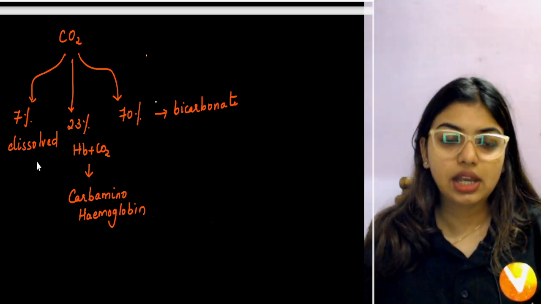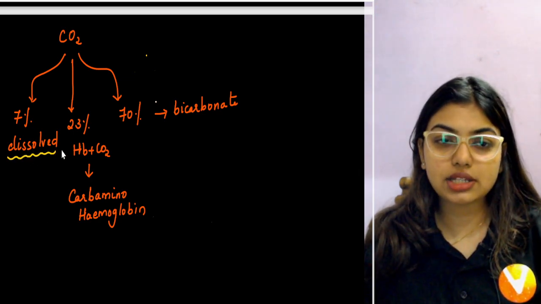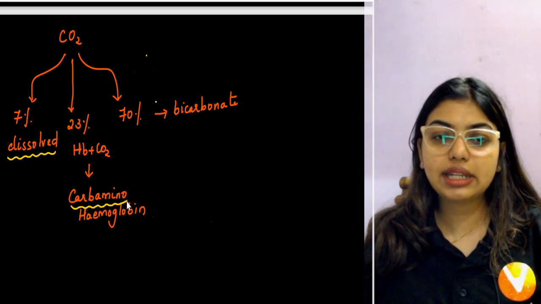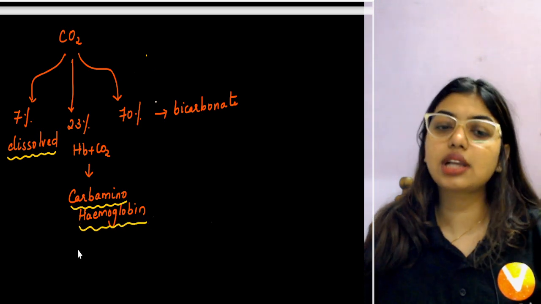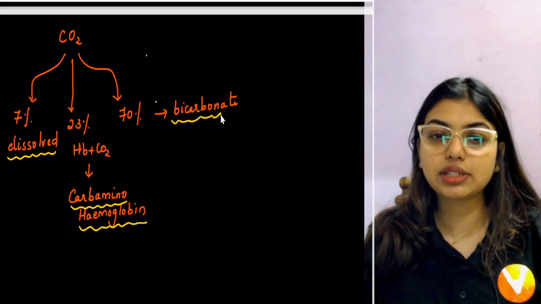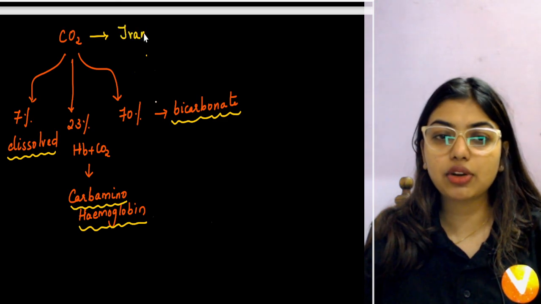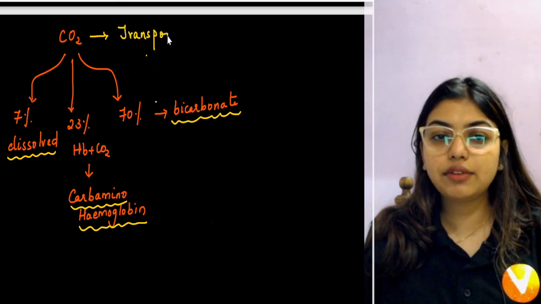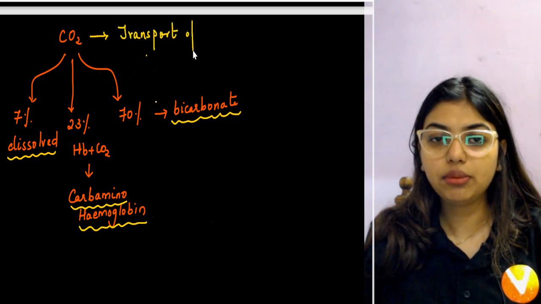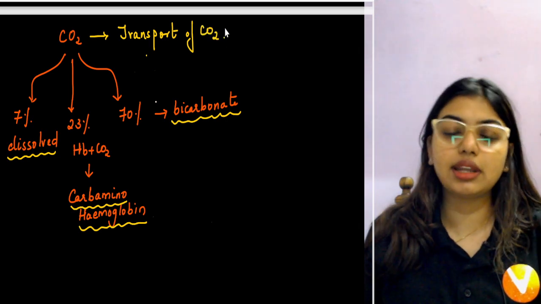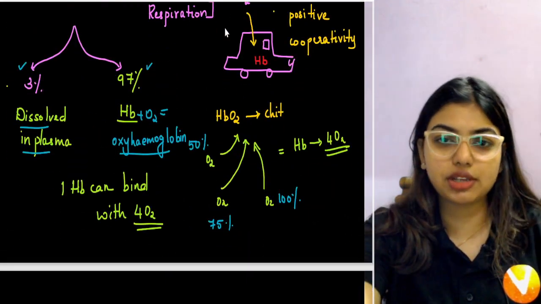So 7% is gone as dissolved, students. The rest, 23% exactly, will be gone as carbaminohemoglobin and 70% as bicarbonate. So this is how your transport of carbon dioxide happens. And we'll be learning how bicarbonates are formed. Now you have to learn a graph, so that's why this introduction is given.